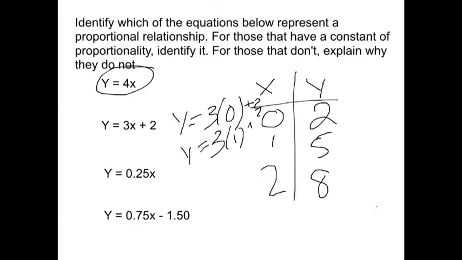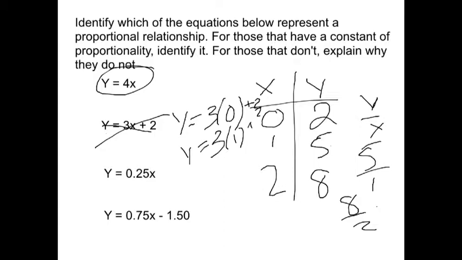So in this case, when I compare my relationships of y over x, I get 5 over 1 and 8 over 2, and 5 over 1 is a unit rate of 5, and 8 over 2 is a unit rate of 4, and so there isn't a constant of proportionality. There are no equivalent unit rates involved. So in this case, y equals 3x plus 2 does not represent a proportional relationship, because it's not just a multiplication problem. There is an additional addition in that problem.